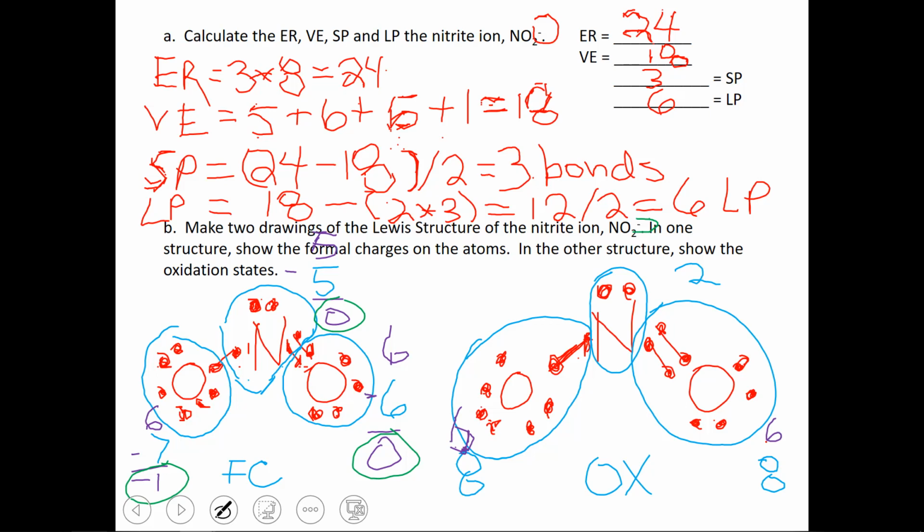As before, both oxygens are accustomed to 6 valence electrons. So if they feel that there are 8 around them, this gives each oxygen an oxidation state of -2. As before, nitrogen is accustomed to 5 valence electrons, but it has 2 in its circle. So 5 minus 2 gives it an oxidation state of +3. Once again, notice the sum of the oxidation states, -2, +3, and -2, adds up to the charge on the nitrite ion.